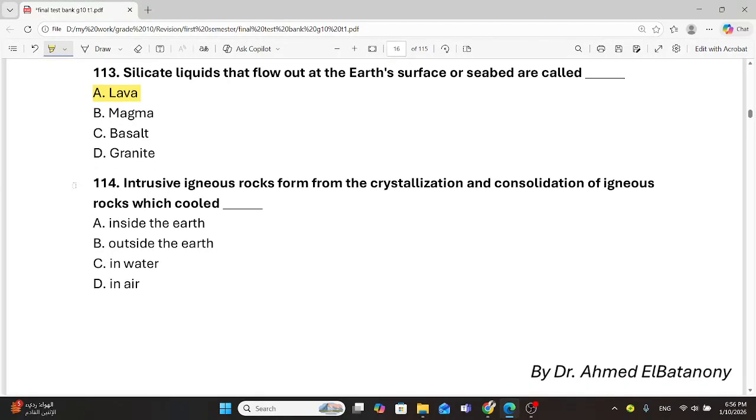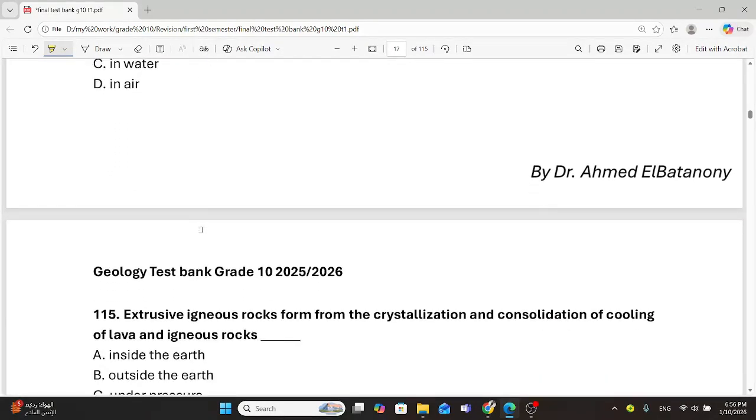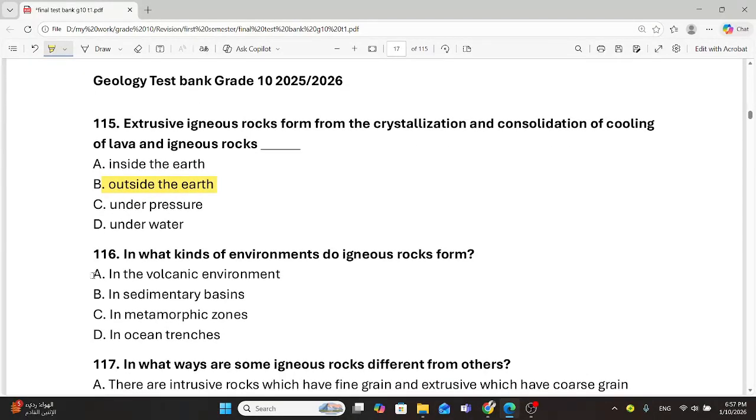Intrusive igneous rocks form from the crystallization and consolidation of magma. Intrusive means inside the earth. Extrusive igneous rock forms from crystallization and consolidation of cooling lava outside the earth. In what kind of environment do igneous rocks form? Of course, in a volcanic environment.